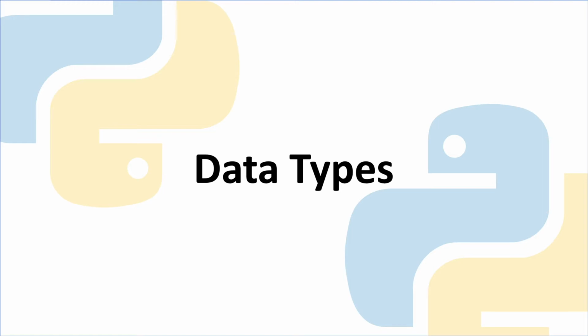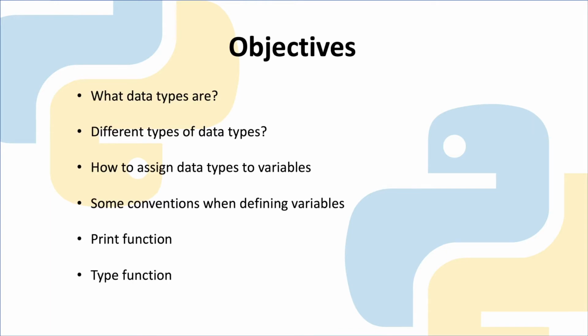In this video, we will be learning what data types are, and then we will be going over some other objectives. Let me show you what kind of things we will be covering in this video. So the first thing we will be going over will be what data types are, and then we will learn about different types of data types. Then we will learn how to assign them to variables. Then we will discuss some conventions that we need to keep in mind when we are defining variables in Python. And then finally, we will be going over print and type function. As you guys can see, there's a lot of ground to cover, so let's get started.